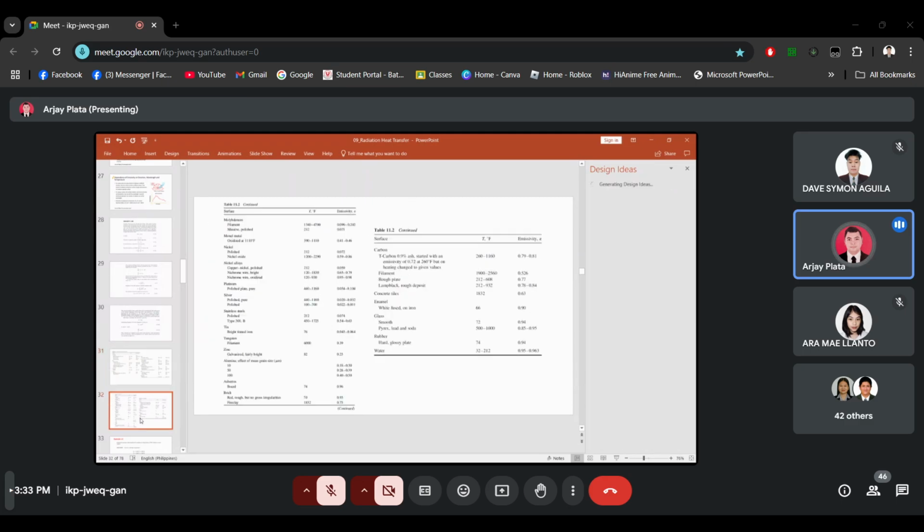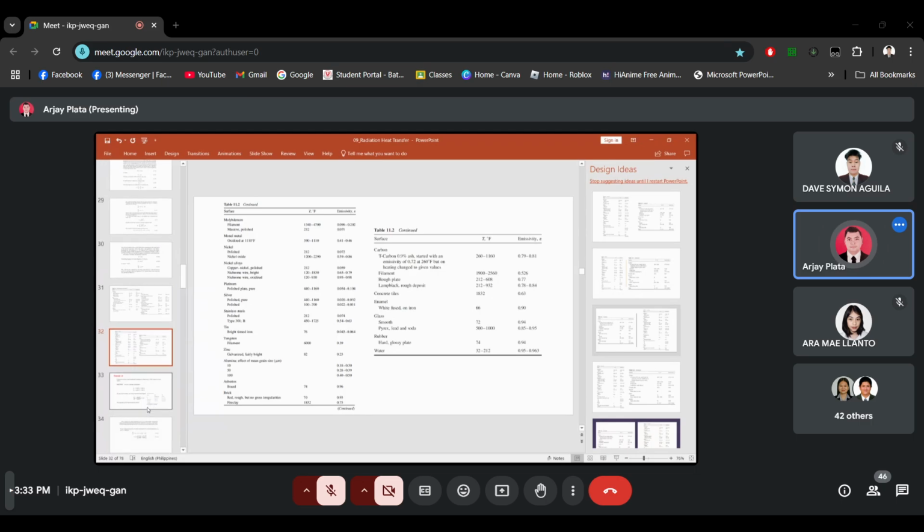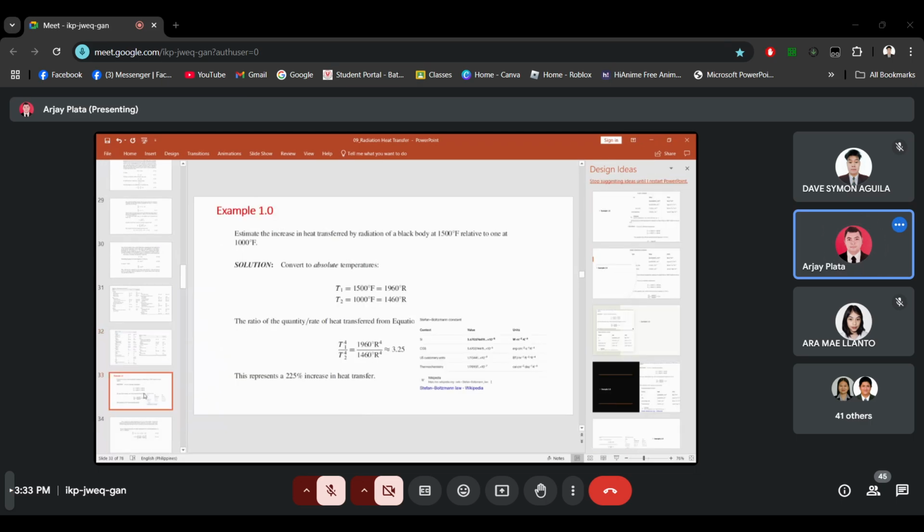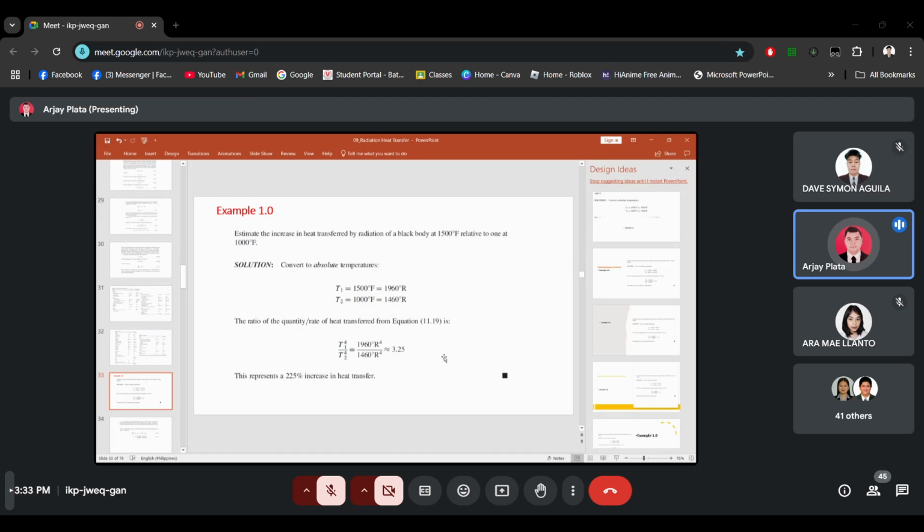Okay, so let's have some example. A very very simple example. Estimate the increase in heat transferred by radiation of a black body at 1,500 degree Fahrenheit relative to 1 at 1,000 degree Fahrenheit. So solution is to convert to absolute temperature first. Since we are given English units, we have to add 460 to make it Rankine. So the temperature from 1,500 it would be 1960 degree Rankine.